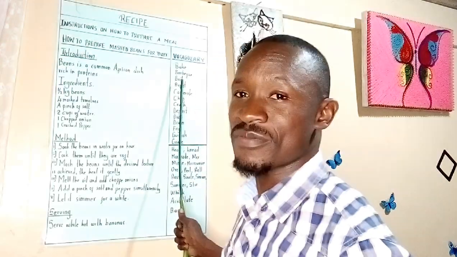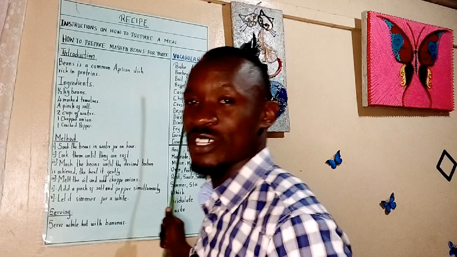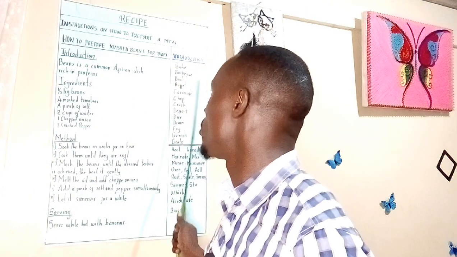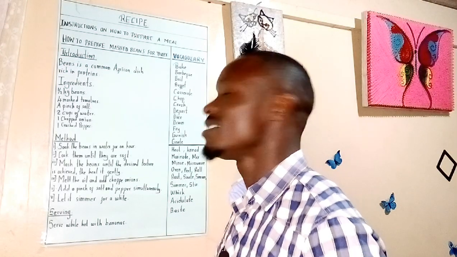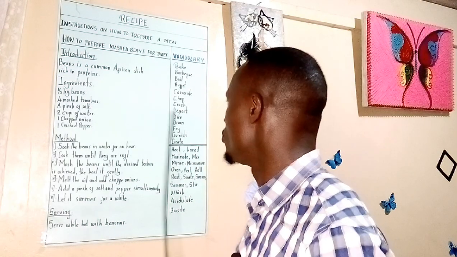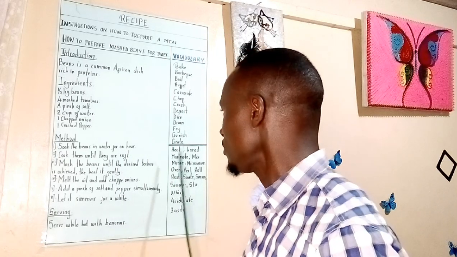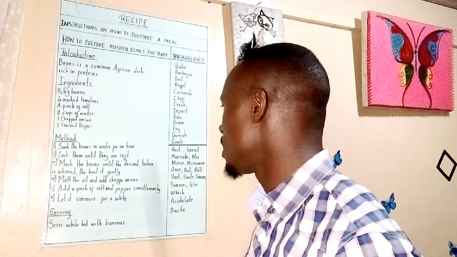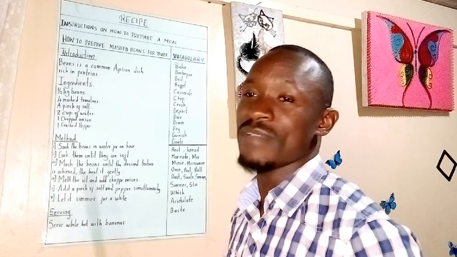On this other section, there are particular vocabulary or terminologies that are used in recipe writing. For example, bake, barbecue, boil, buffet, casserole, chop, crush, defrost, dice, drain, fry, garnish, grate, heat, knead, marinade, mix, mince, microwave, oven, peel, roll, toast, salt, season, simmer, and many others.